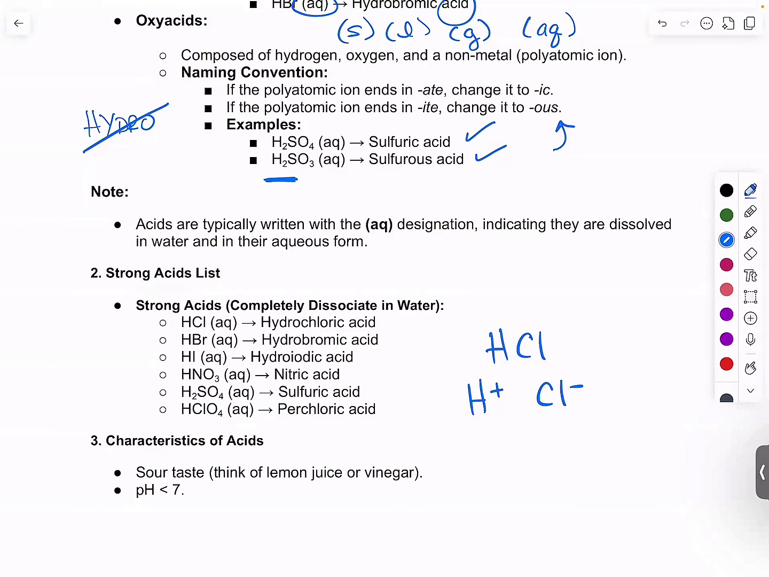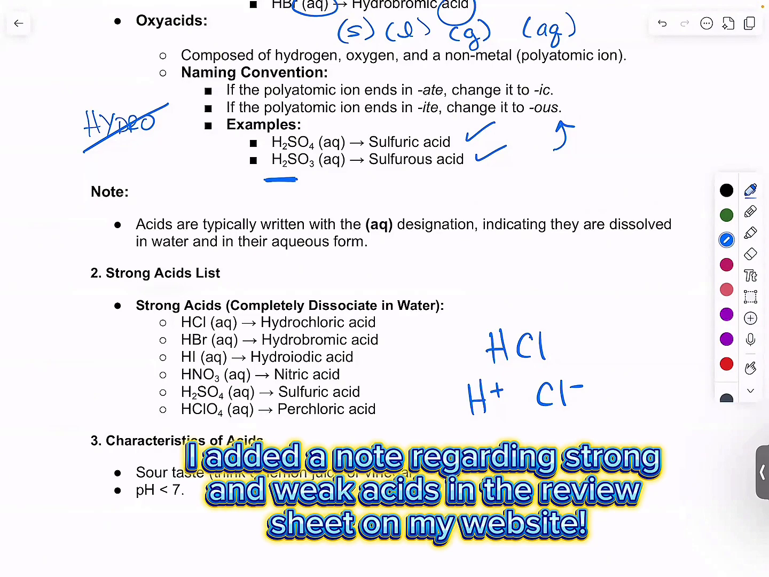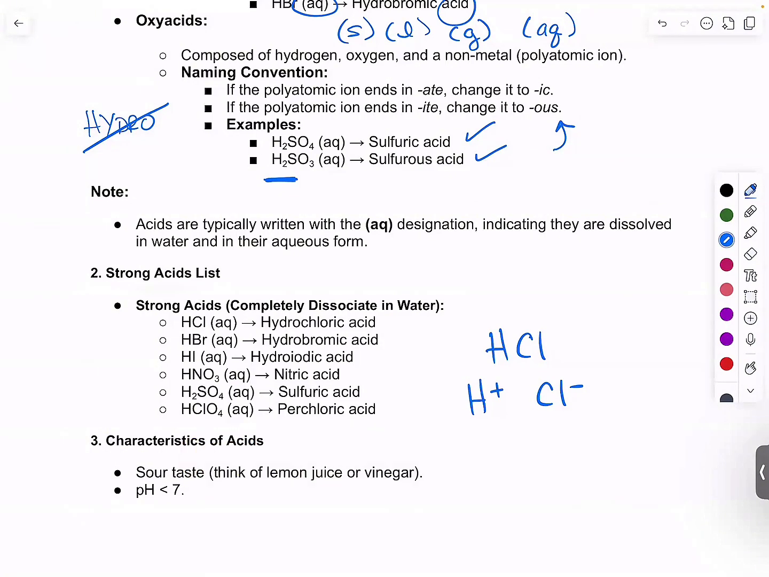They're considered strong. It's only a handful of acids, and anything else not on this list is considered weak, okay? So I would just know these 6 and then know anything else we would consider to be weak.